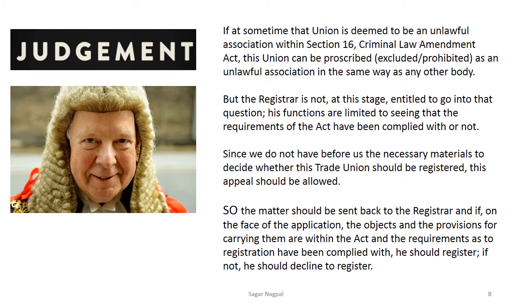If at some time that union is deemed to be an unlawful association within Section 16 Criminal Law Amendment Act, this union can be proscribed, excluded, prohibited as an unlawful association in the same way as any other body. If at some time we come to know that the union is an unlawful association under Section 16, the union can be excluded or prohibited. But at this particular time, there is no such evidence available, and the registrar is not at this stage entitled to go into that question. His functions are limited to seeing that the requirements of the act have been complied with or not.